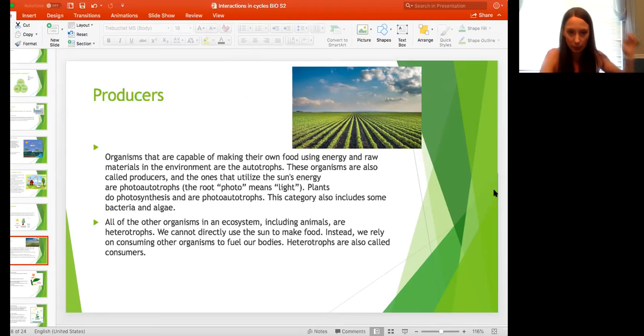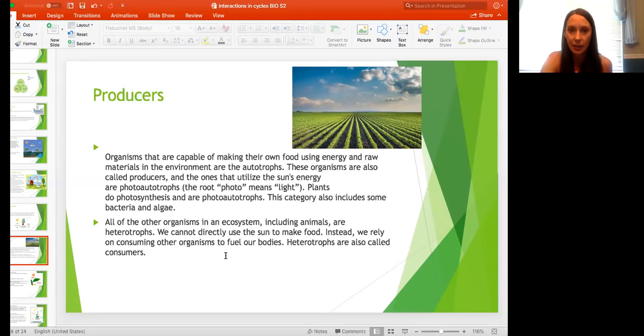Okay, let's get back to these producers. Again, we talked about producers being these special organisms that are able to produce food on their own using sunlight, carbon dioxide, and water. Everybody else, other organisms that are not producers, are what we call heterotrophs. So that would be ourselves. We don't have the option to just lay out and absorb the sunlight, breathe in some carbon dioxide, and make our own food. No, we are consumers. When we're hungry, when our bodies need energy to keep going, we have to go and find food and consume.